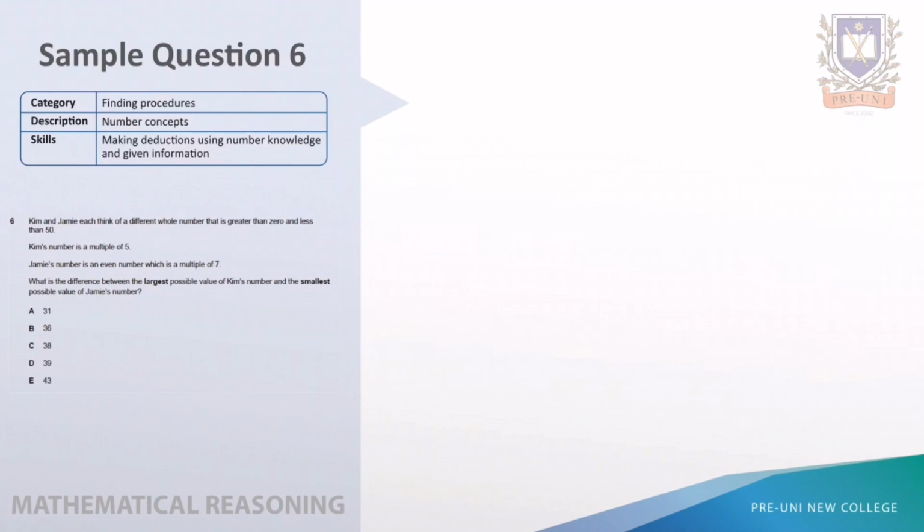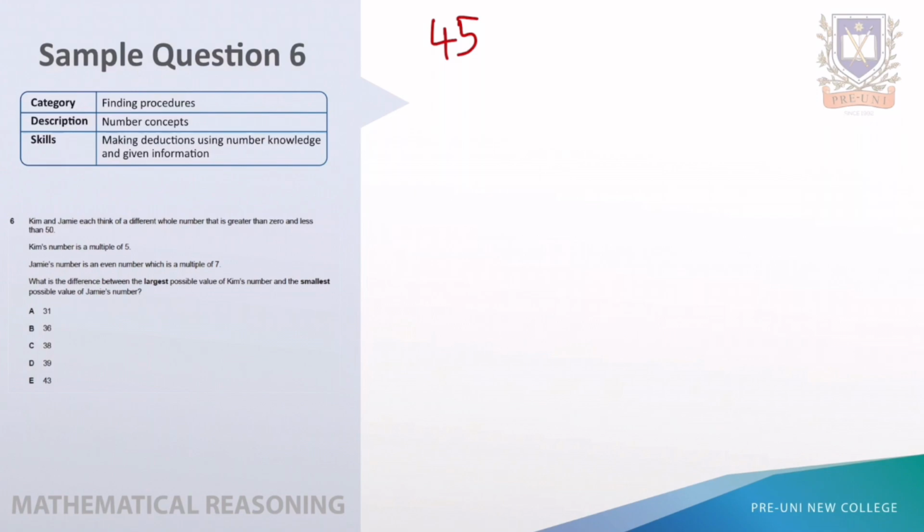So there are many multiples of 5 that are less than 50. But to narrow our possibilities down, we know that we want to find the largest possible value of Kim's number. So the largest possible value that is less than 50 and is also a multiple of 5 is 45. So students should be aware that less than 50 does not include 50. So hence we see that 45 would be the biggest. This might be a common fall for students if they don't read the question carefully.